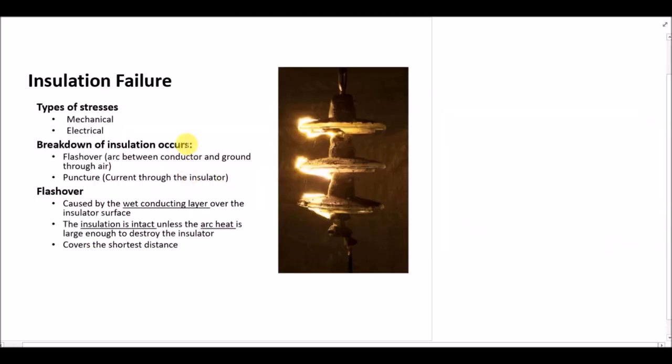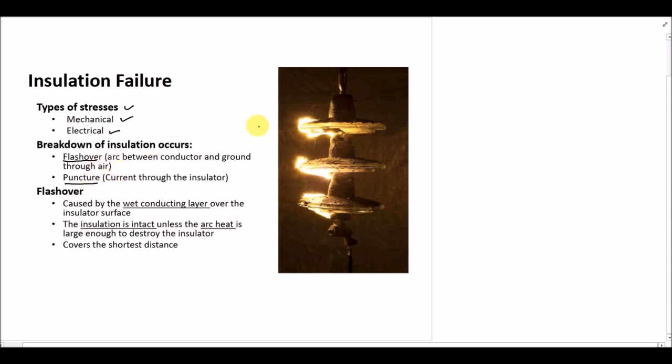Now, before going into the types of insulators, we have to discuss insulation failure. Usually we have two different types of stresses. One is due to the weight of the conductor as well as the wind load applied over the insulator. That is the mechanical stress. Then we have electrical stress because of the electric field between the conductor and the ground. Whenever there is a breakdown of insulation, two different phenomena might occur: the first is flashover, and the second is puncture.